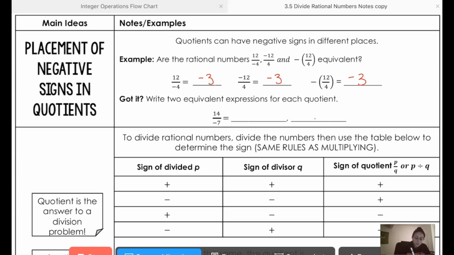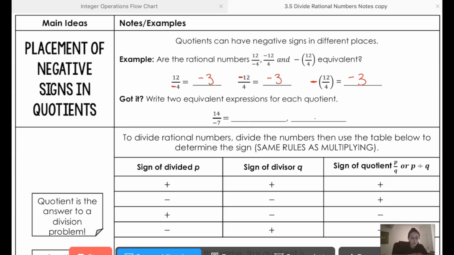So that means we can have a negative sign in the denominator, the numerator, or right on the outside of the fraction, and it does not affect our answer. They are all equal. So we can put our negative sign in any one of those spots.